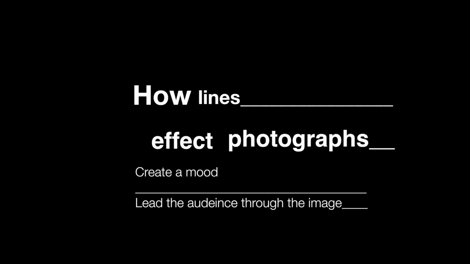Now, before we begin, I want to explain to you how lines can actually affect photographs. There are two basic ways that line can have an effect on an image. The first one, lines can create different moods within photographs, and I'll show you some examples of that. And secondly, lines are a very good way of making your audience look at particular parts of photographs, leading your audience through the image from one part to another.